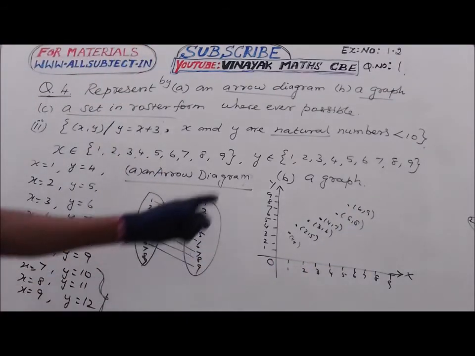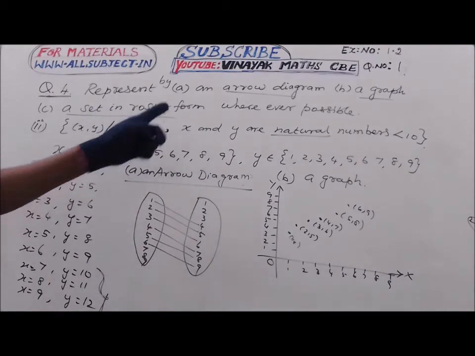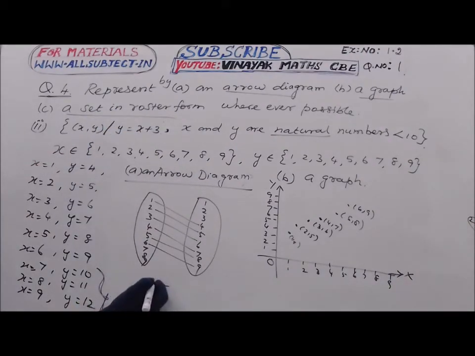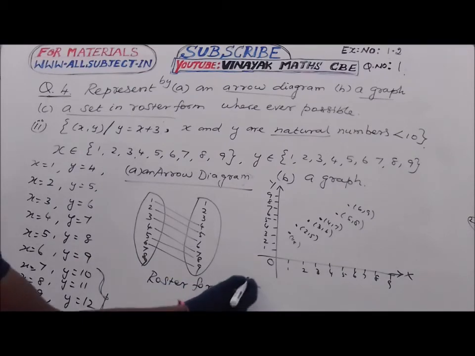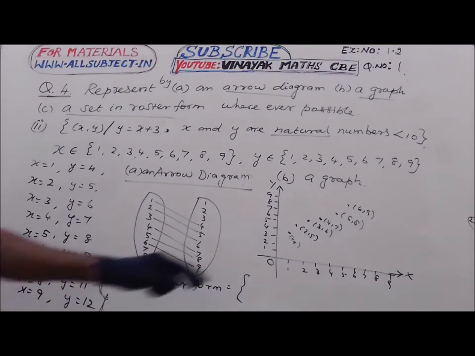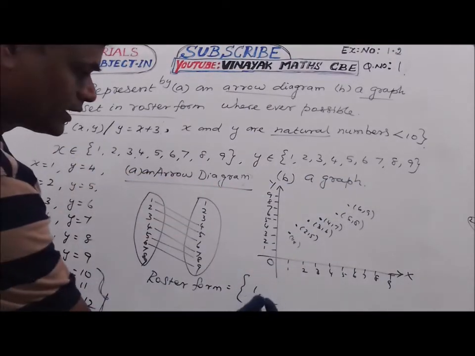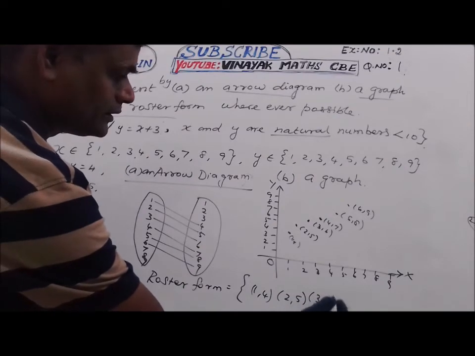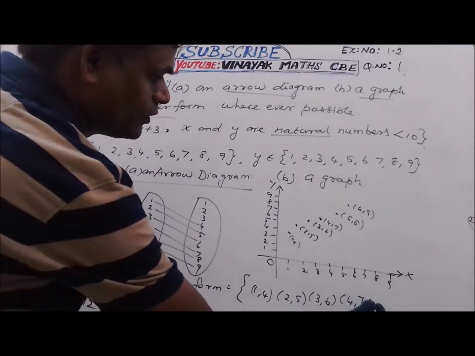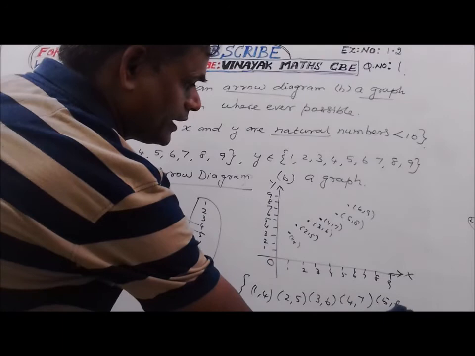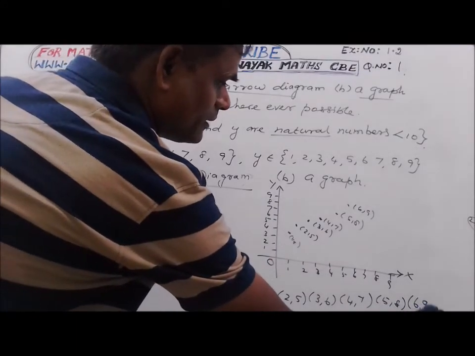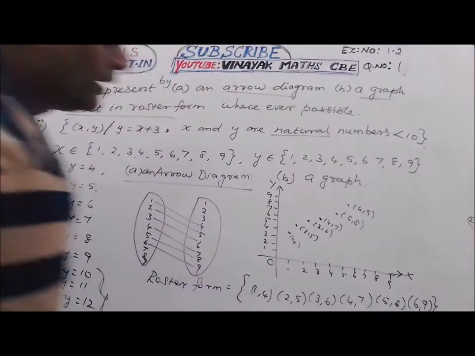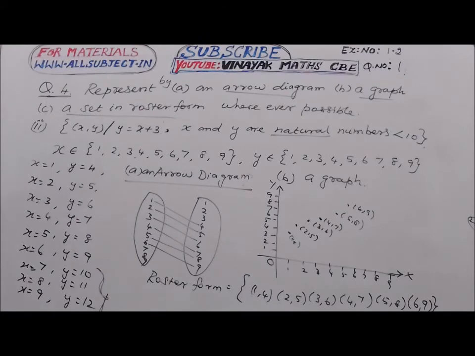And then, set in roster form, part C. So roster form: we have the pairs which are plotted here: (1, 4), (2, 5), (3, 6), (4, 7), (5, 8) and (6, 9). This is the respective roster form.